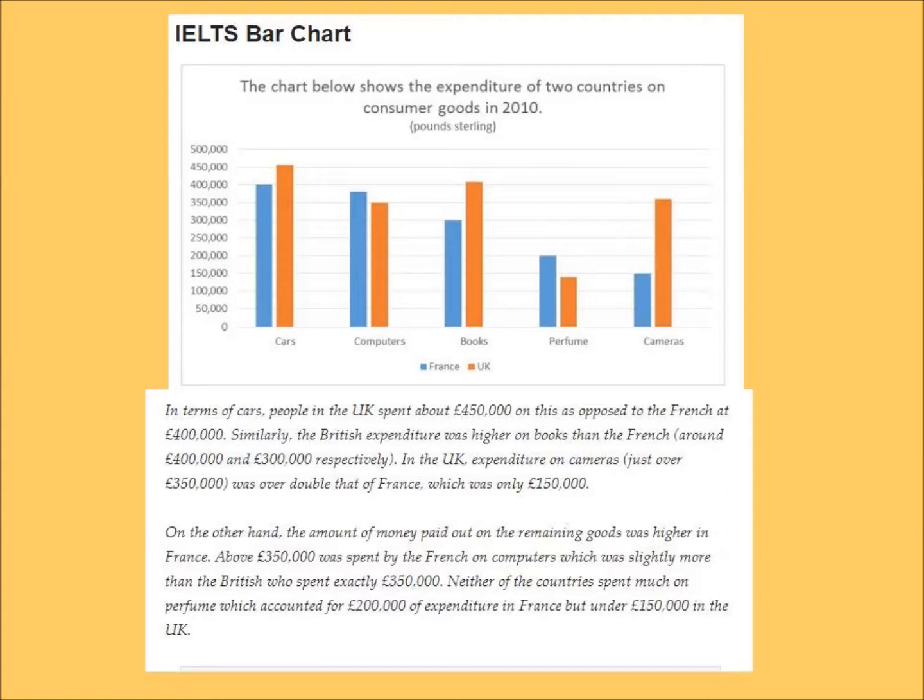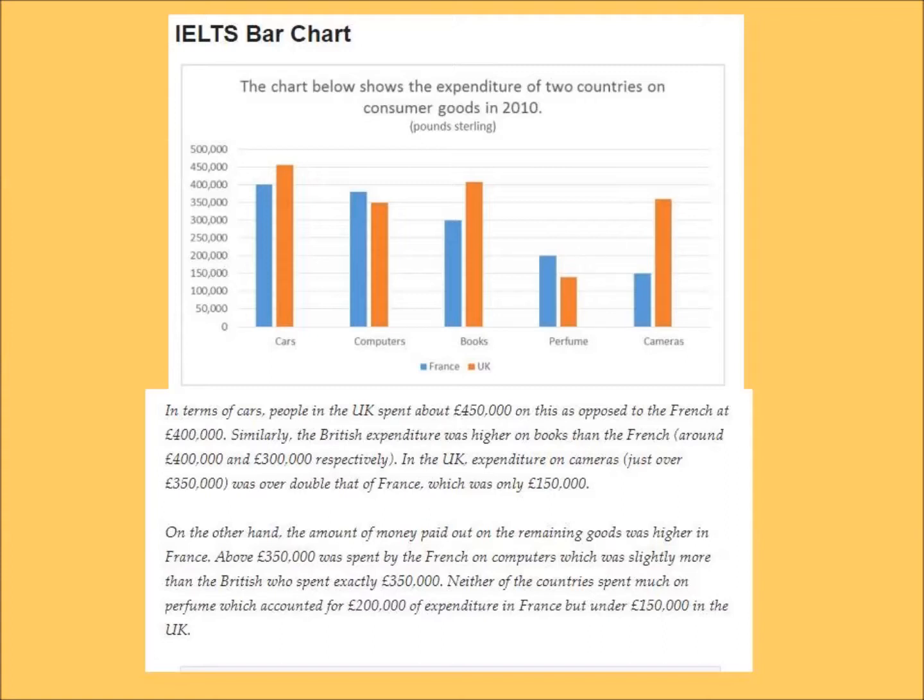So there the third paragraph has been started by using the cohesive device "in terms of cars." So this is also a good way of starting a paragraph. In terms of cars, so we are dealing with each and every consumer item here. Okay, so what do you have to say about cars? Now please look at the chart carefully.